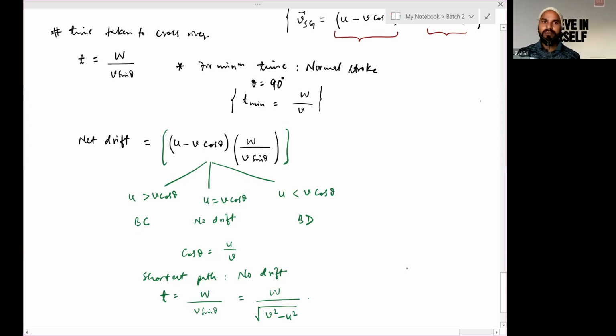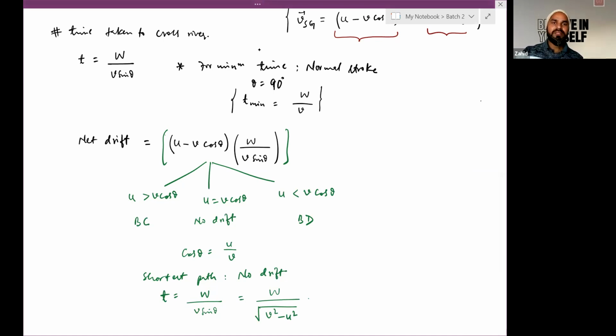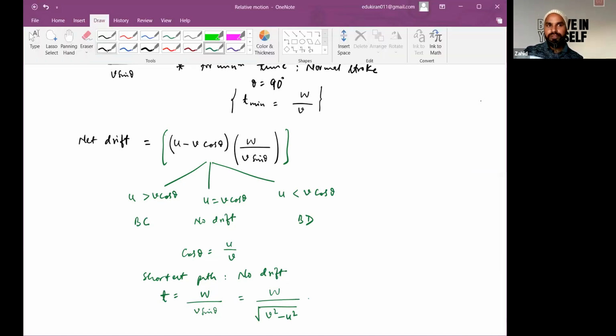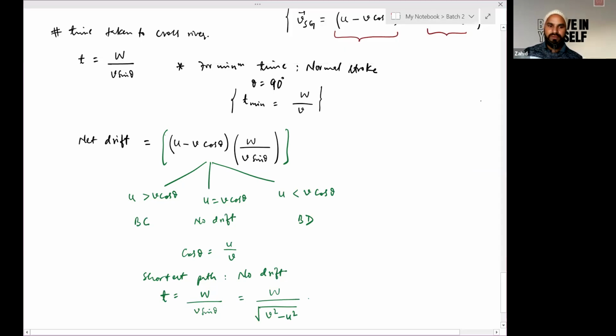In this river problem, we have to mainly define two different terms. First is time for normal stroke to cross the river, and time to cover the shortest path for no drift. This and this, two terms. Just write it down. I'm giving an example.